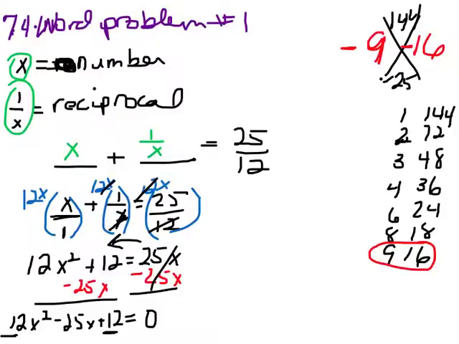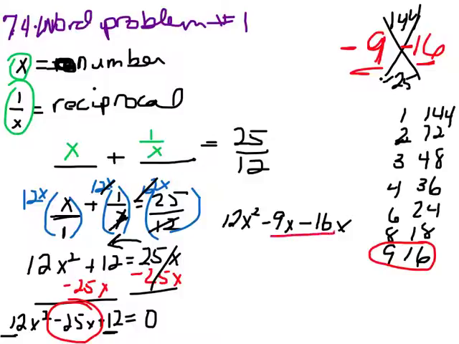I sure hope I can fit this on this page. I will forget it if I go to the next page. So I've got 12x squared minus 9x minus 16x, just replacing. Remember, what I'm doing is I'm replacing this term right here with these two red numbers with an x after them, and then I've still got to write plus 12.